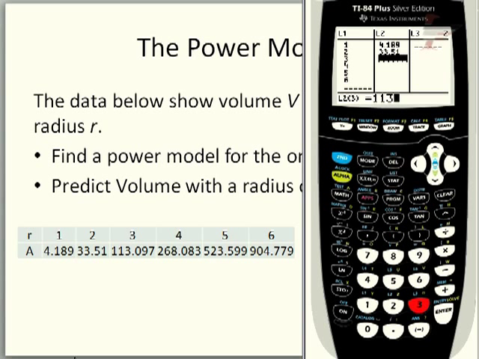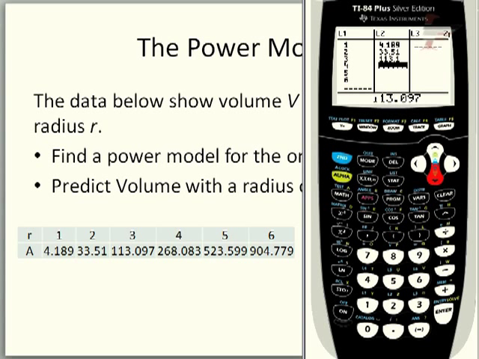Something strange happens when you type in 113.097. Your calculator, the spot for that number isn't big enough, so it actually rounds it to 113.1. But don't worry, that number is still stored like you typed it in. If you arrow back up, you can see we still have 113.097.